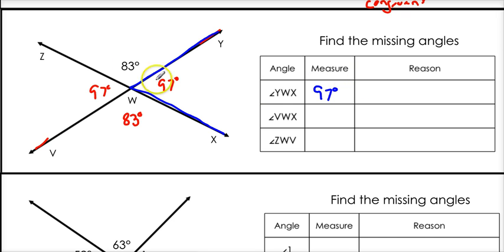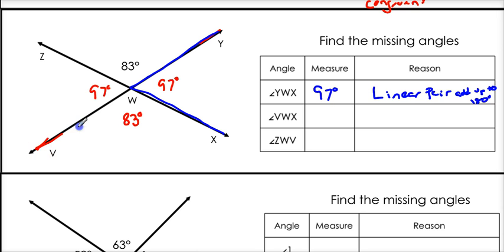And the reason? Well, we used linear pairs, right? That is a linear pair. Linear pairs add up to 180. All right? That's the reason I knew that. Same thing we just did, justify your answer. It's the same thing. Then I want to find VWX.